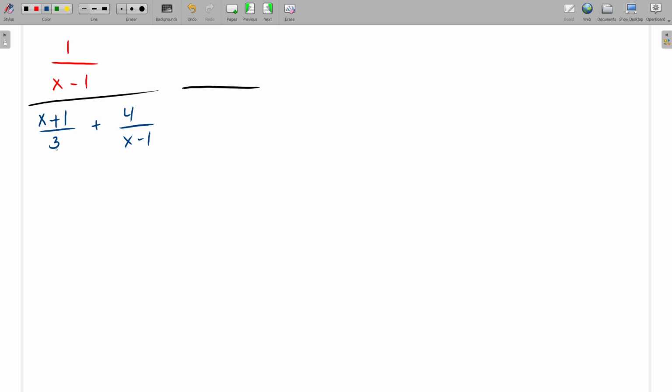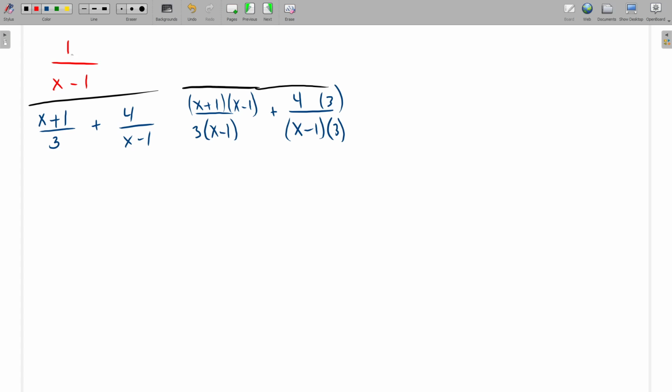We need these two rational expressions to have a common denominator. The easiest way to find a common denominator is to multiply each one by the other's denominator. So I'm going to take this first rational expression, x plus 1 over 3, and multiply it by x minus 1 over x minus 1. And I'm going to take the second rational expression, 4 over x minus 1, and multiply it by 3 over 3.